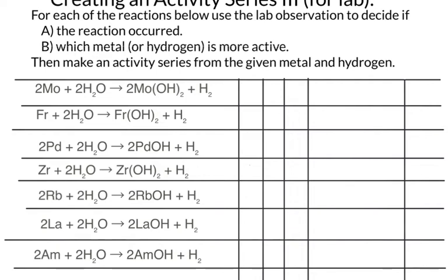We'll be making the activity series based on the experimental evidence that we see. Whether it's correct or not is irrelevant. We're just making it on what we see in our experiment. Next, I want to give you an overview of how we're going to be looking at this. The first thing we're going to do is we're going to test various metals with cold water. If they react with cold water, that means they are in the most reactive set.